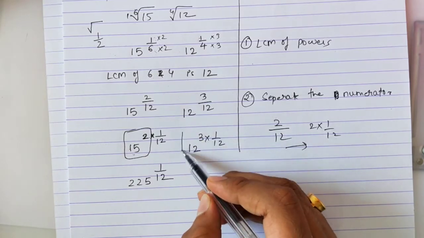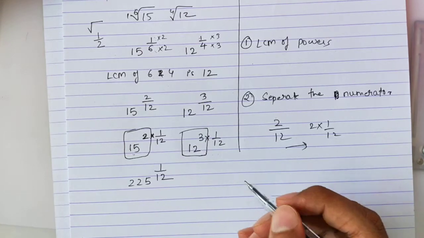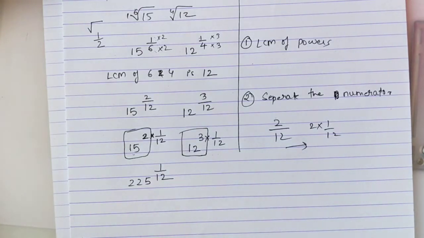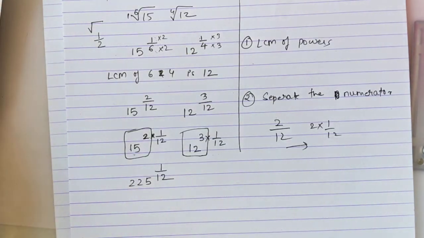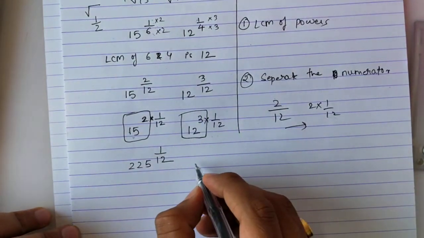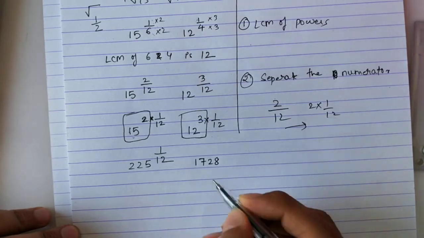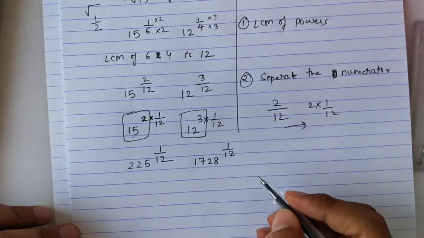Here I'll take 12 cube. What is 12 cube? Try the multiplication for 12 cube. You will get the answer as 1728. This 12 cube answer you will get, 1728, and in the power I have 1 upon 12.